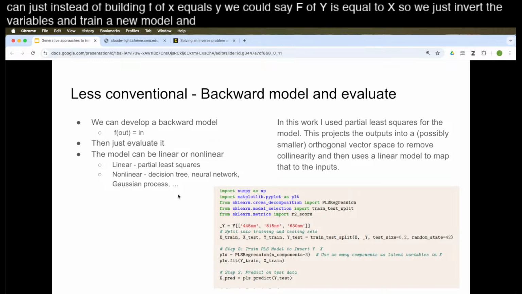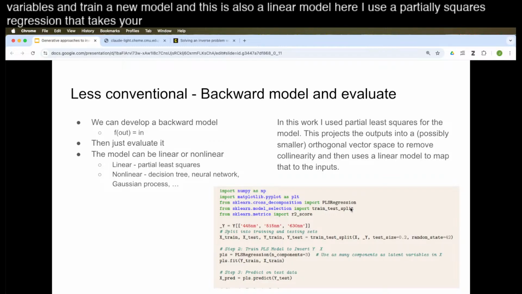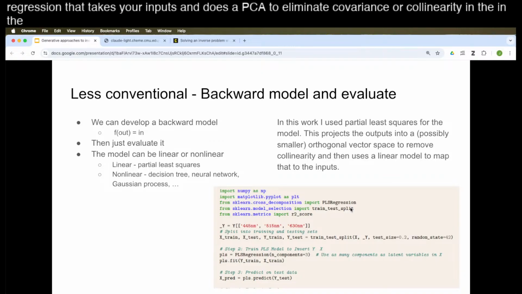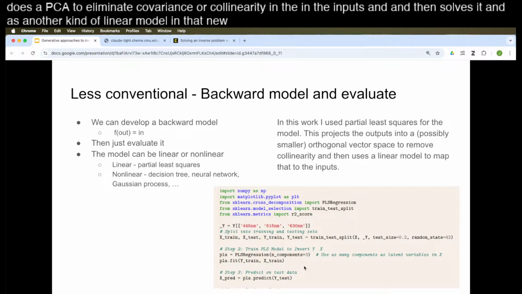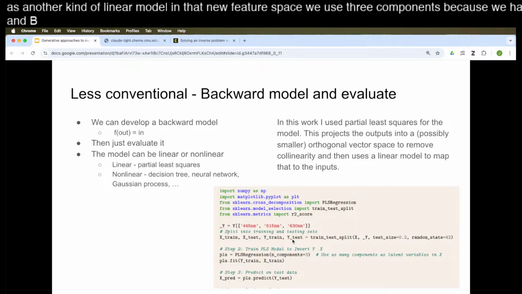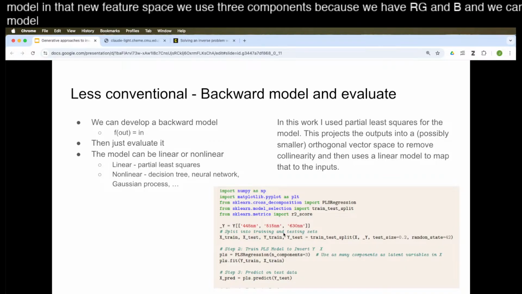And this is also a linear model. Here I use partial least squares regression. That takes your inputs and does a PCA to eliminate covariance or collinearity in the inputs, and then solves it as another kind of linear model in that new feature space. We use 3 components because we have R, G, and B, and we can fit this model, and then we can make a prediction for some test point.